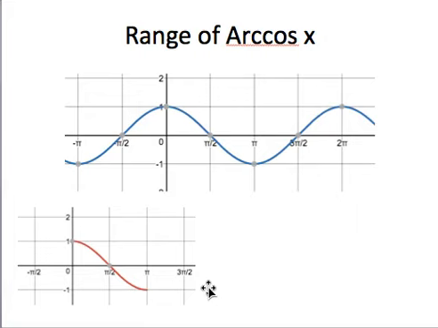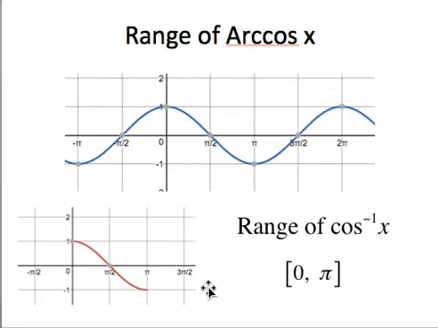So currently x is between 0 and pi. When I take an inverse, x becomes y, y becomes x. So my range of the inverse cosine will be from 0 to pi. That's what we're looking for.